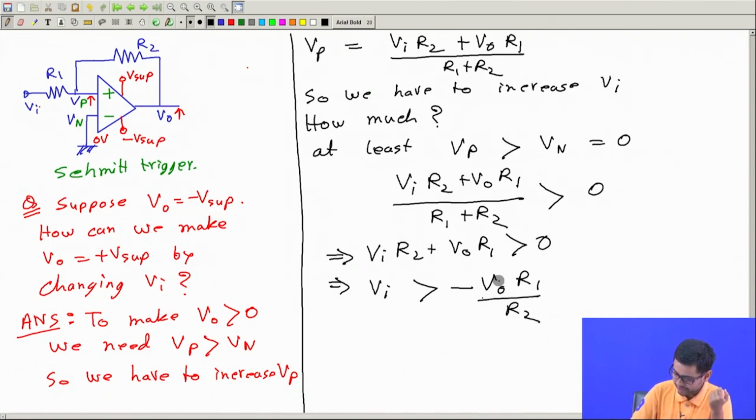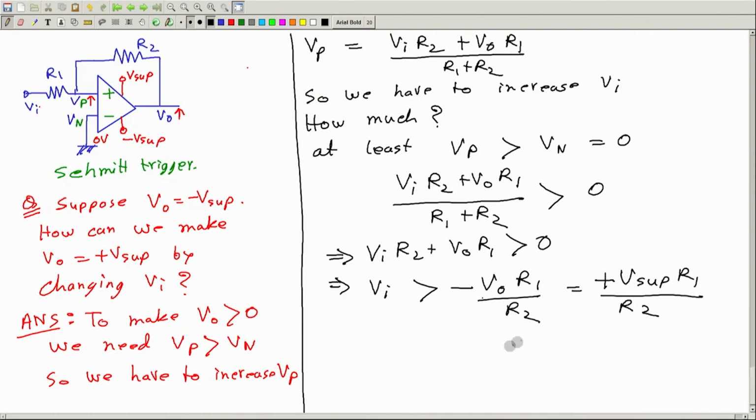Now in place of Vo, we can write the current value of Vo, which is same as minus V supply. This is the current value. So it becomes minus minus plus V supply R1 by R2. Okay, so this is the condition. Vi should be greater than this. This is the boundary value. If I increase Vi above V supply R1 by R2, then output will go to positive value.